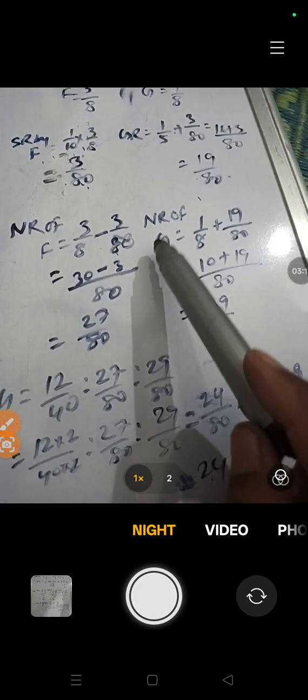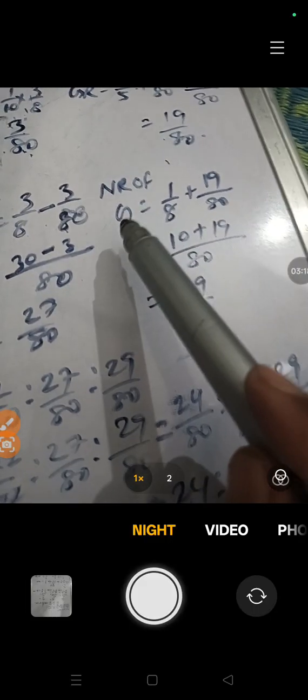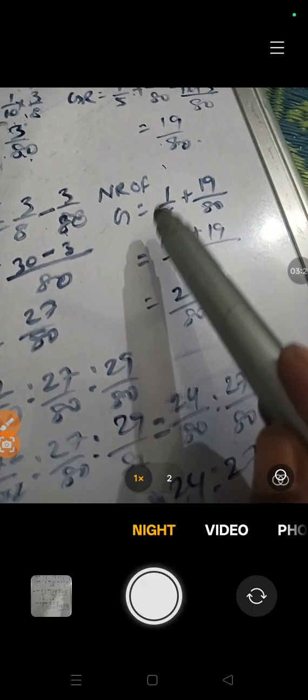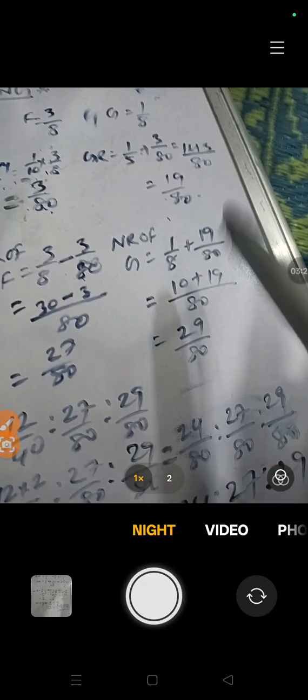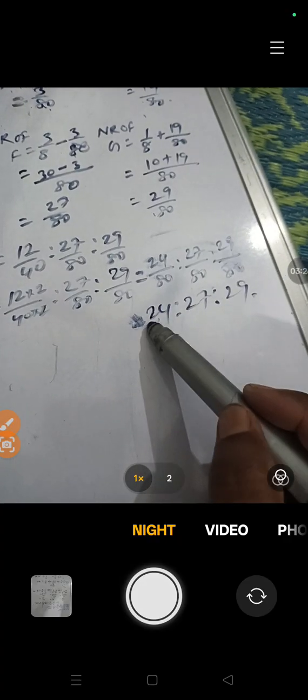So what is the new ratio of G? In the case of a sacrificing ratio, we subtract, but when a partner gains, the new ratio is added: 1/8 plus 19/80. Okay, so it is 29/80. Therefore, the new profit sharing ratio of the three is 24:27:29. Okay, keep it in mind.